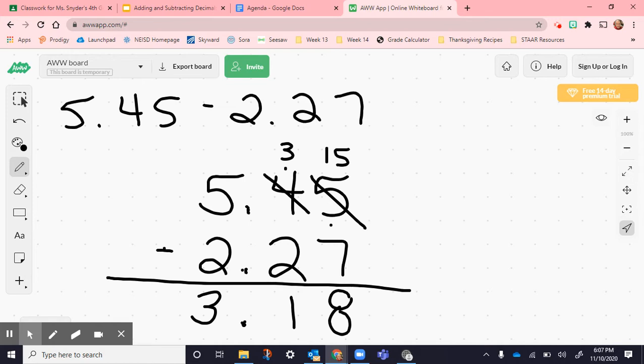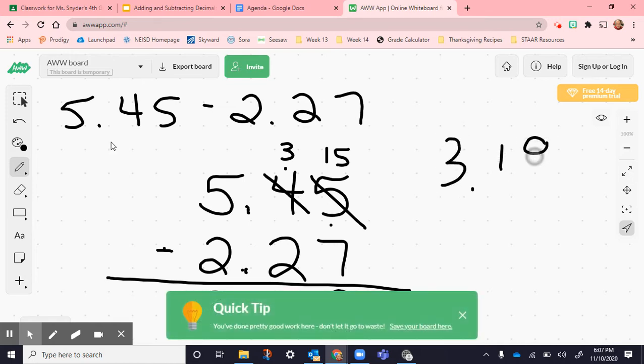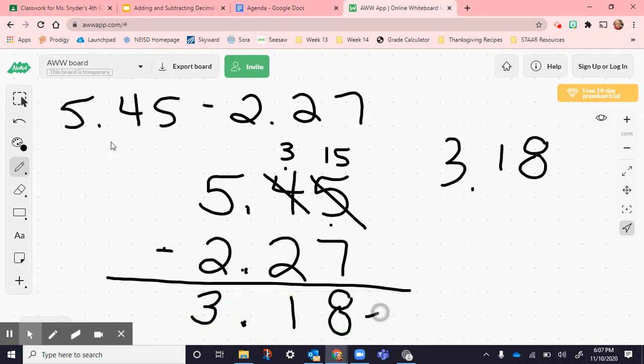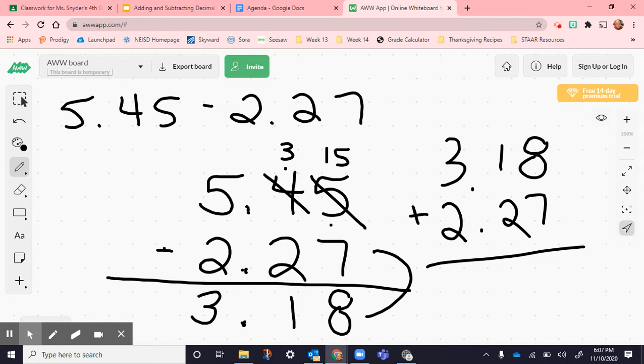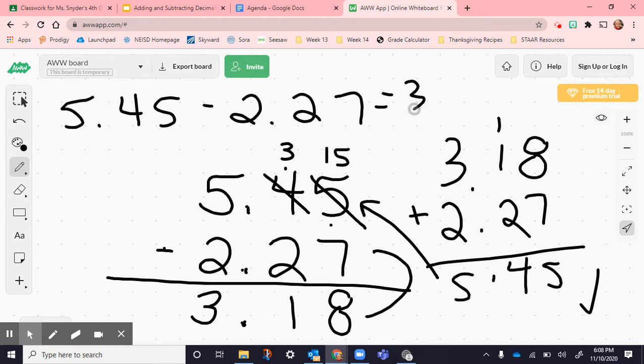Now to check this to make sure it's correct, I'm going to take my answer, 3 and 18, and add it to the 2 and 27 hundredths. Add that together. 8 and 7 is 15. 2 and 2 makes 4. Decimal, drop it down. 3 and 2 is 5. If this 5 and 45 matches this here, then check. I know I subtracted correctly. So this here equals 3 and 18 hundredths.